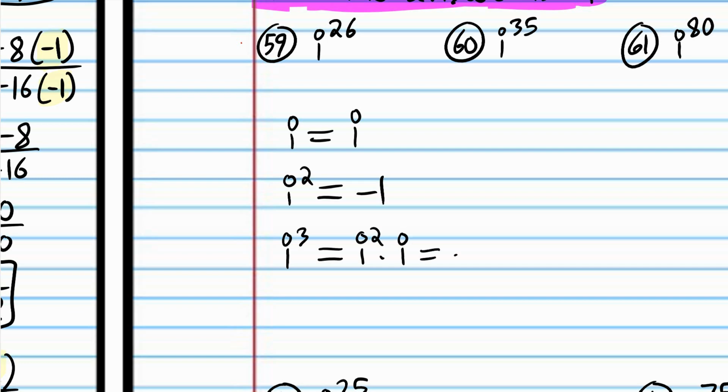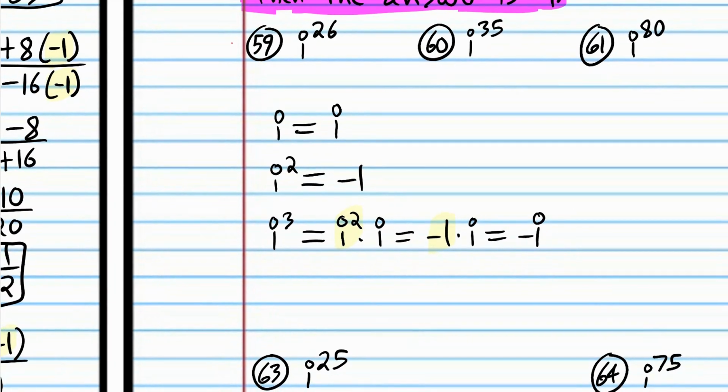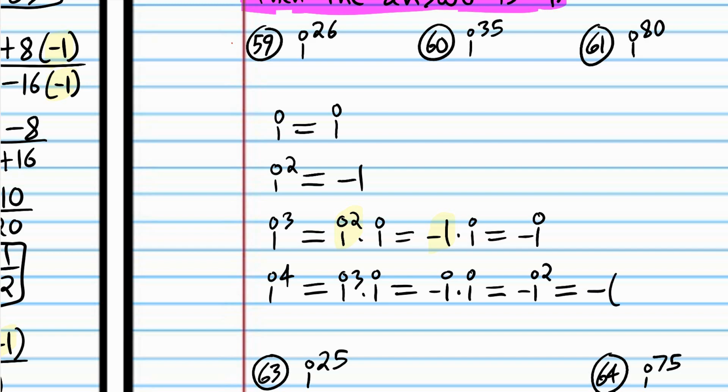So i to the second power we know is negative 1. And then just multiply that by i. So again, this i squared became negative 1. So negative 1 times i is negative i. So that's how we find i to the third power. Now i to the fourth power, you just take i to the third power and multiply by another i. And we know i to the third power is negative i. And so you multiply negative i times i is negative i squared. And i squared is negative 1. So you're just left with 1.